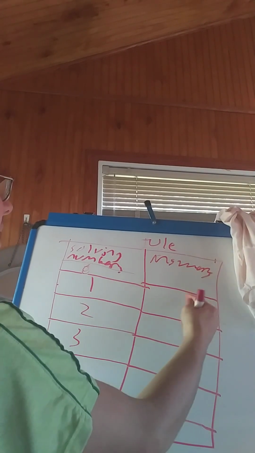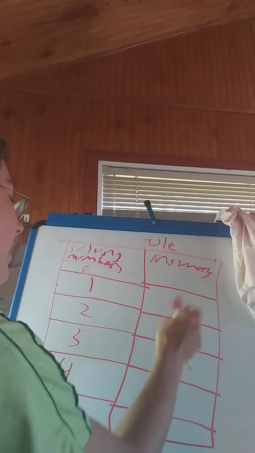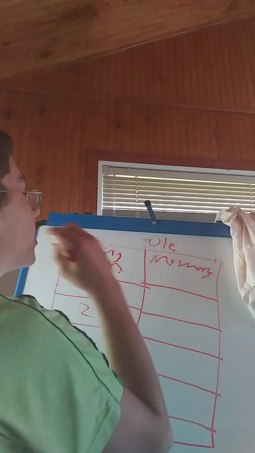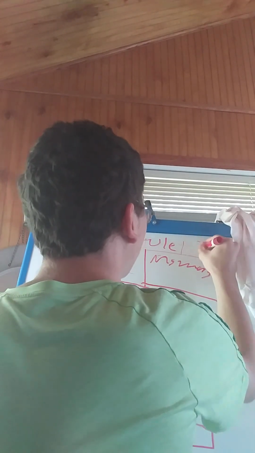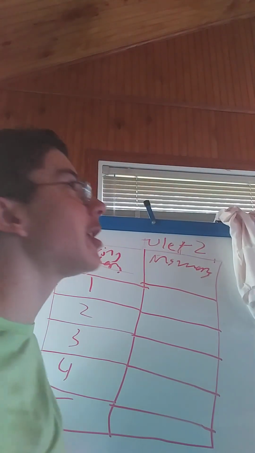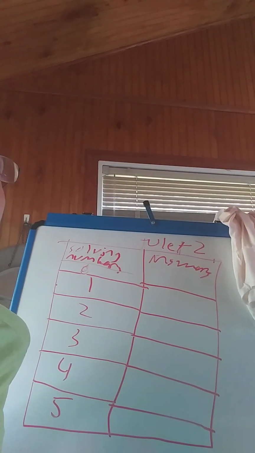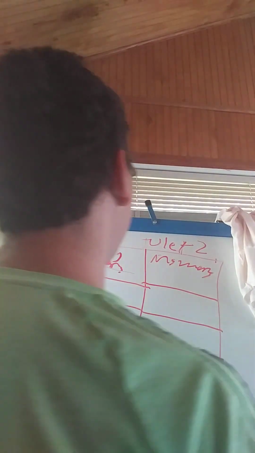1 times 3, that answer would go here. 2 times 3 goes here. So the rule would not be times 3, it will be plus 2. Okay, plus 2. That's your very, very first rule. And this is going to be really, really easy.